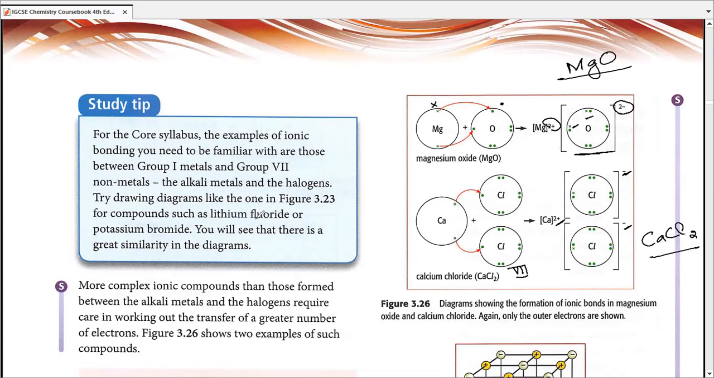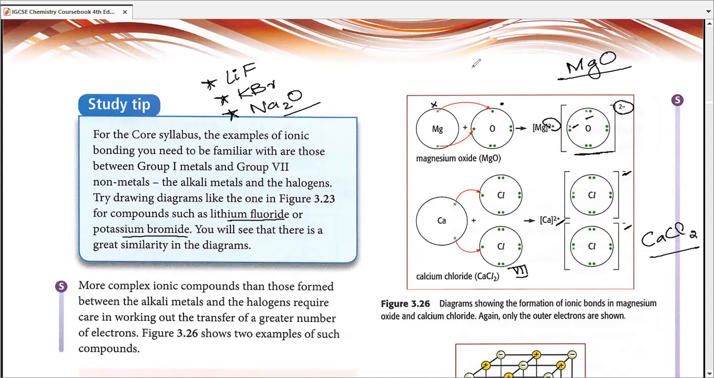The compounds that are written over here in study tips, such as lithium fluoride and potassium bromide, are the ones that have been a part of past papers. Commonly, compounds with halogens have been used for past paper content. So you can practice these compounds at home, such as lithium fluoride or potassium bromide. Other ones used in exams are sodium oxide, and so on. These are a few examples that you can use for ionic bonding to practice more compounds.